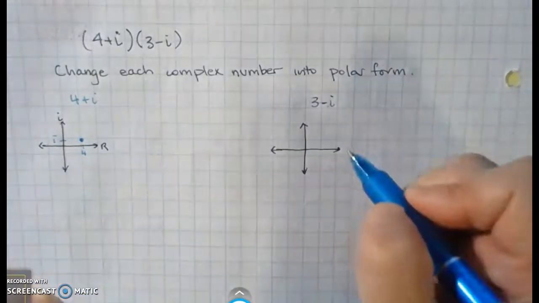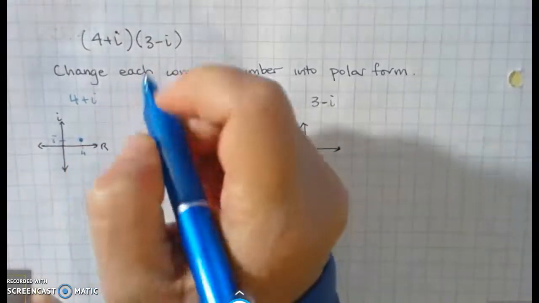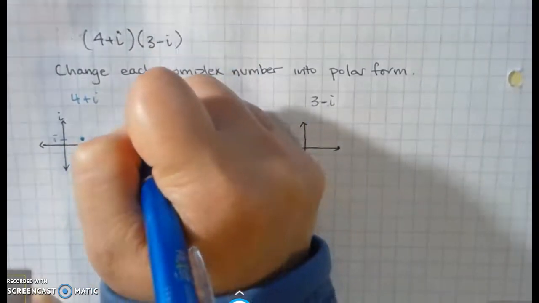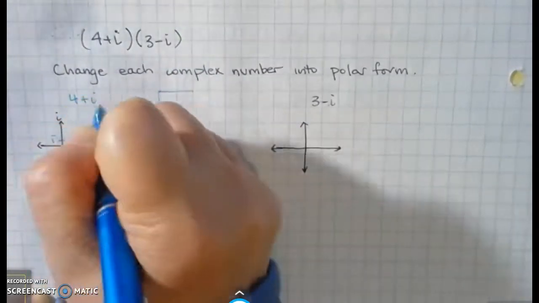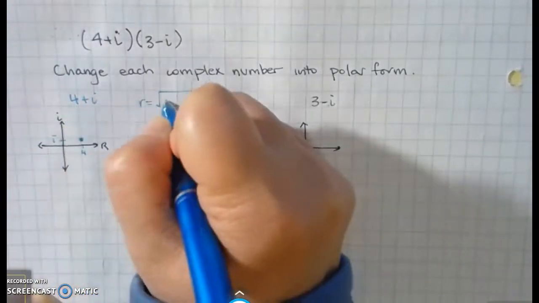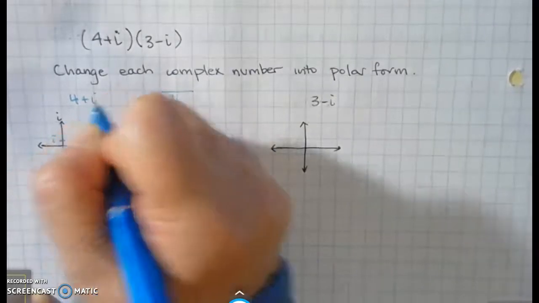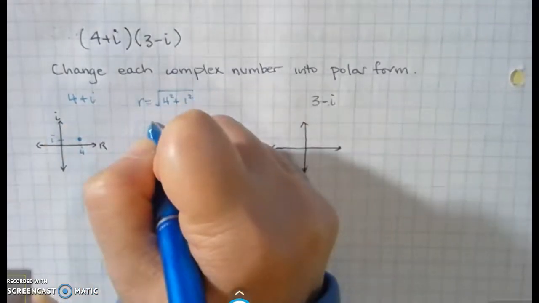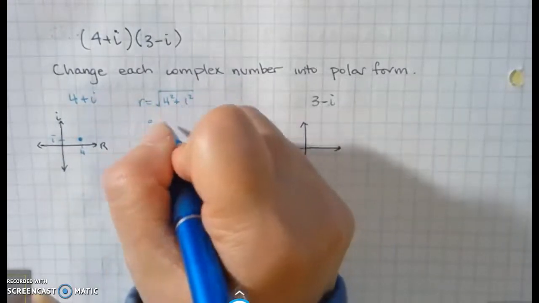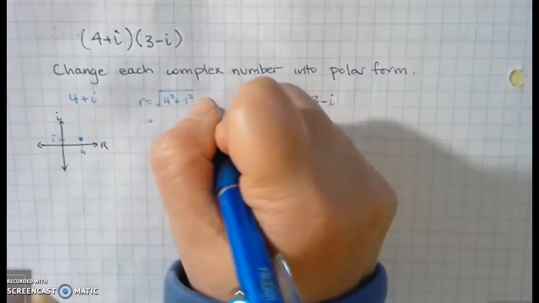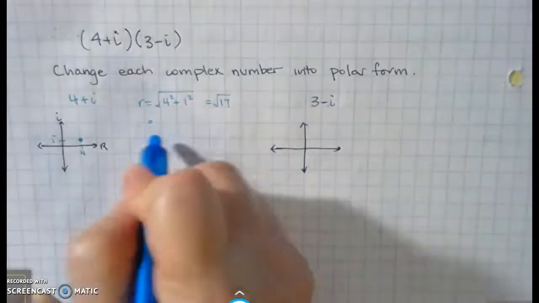Okay. So then from here, I need to figure out what the radius is and what the angle measure is. So radius is going to be the square root of a squared plus b squared. A in this case is 4, so 4 squared, plus b in this case is 1, right? 1 squared. So 4 squared is 16 plus 1 is going to be 17, square root of 17. Okay, so r is square root of 17.